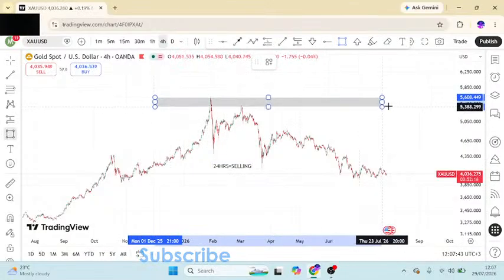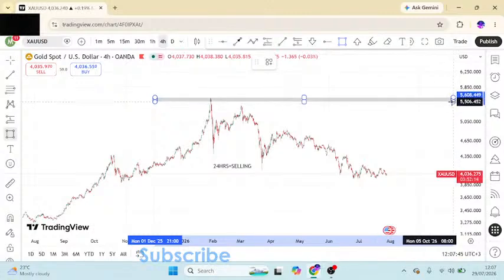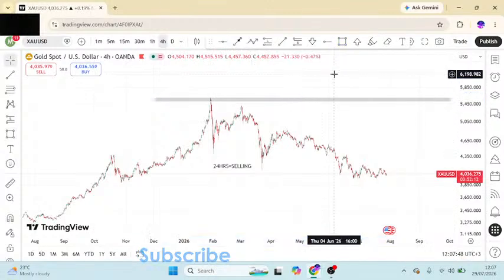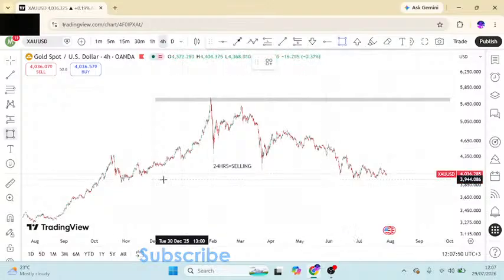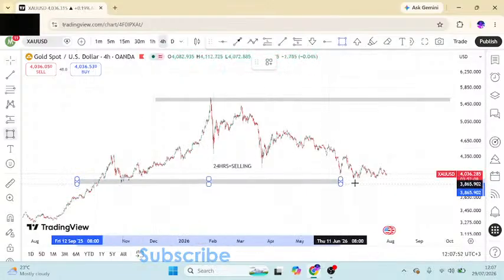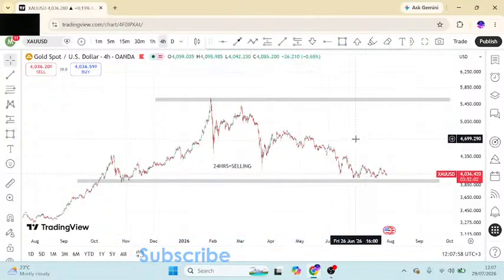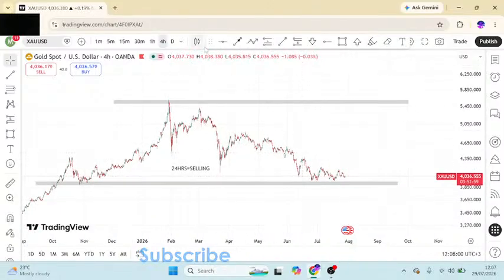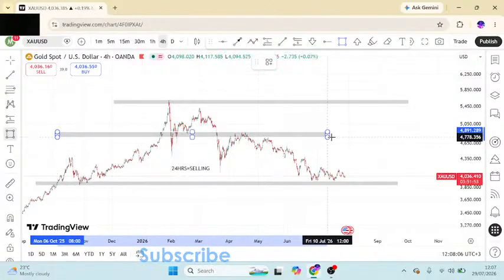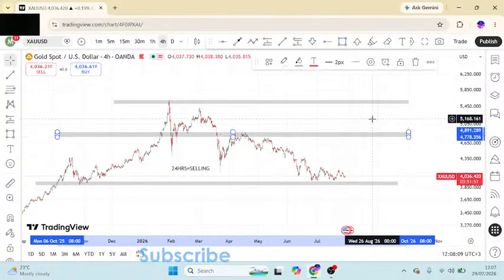We are seeing that area there. The market did not break it, meaning it is a strong zone. Guys, get me clearly, that is a strong zone. We are seeing also this zone. Will the market break it? We need to observe it. We are seeing this zone right here also, and that zone right there also.